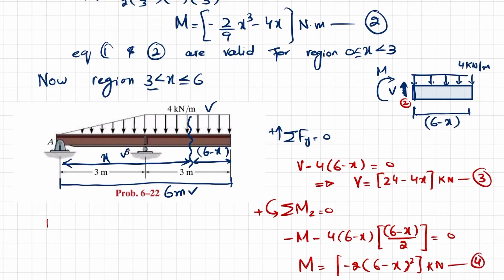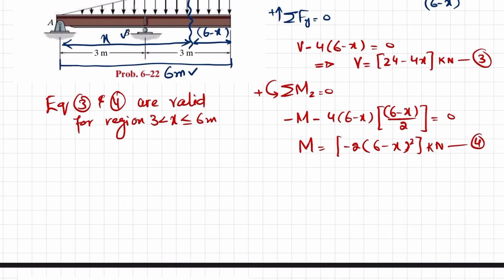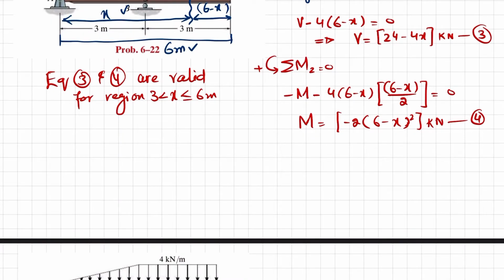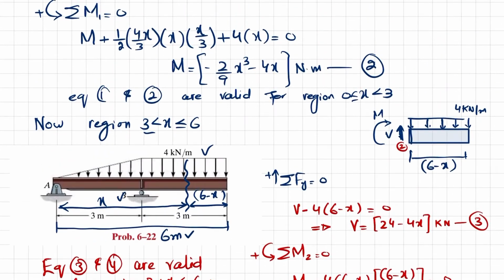Now equations 3 and 4 are valid for region x is greater than 3 meter and less or equal to 6 meter. So we have shear force and bending moment equations for region 1 as well as region 2. Now we will plot them in order to find the shear force and bending moment diagram. So what we will do is that I will write equations 1, 2, 3. You should note them.